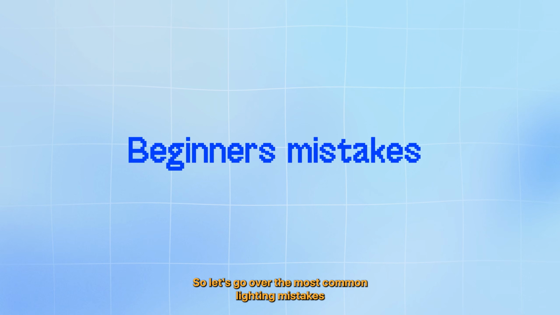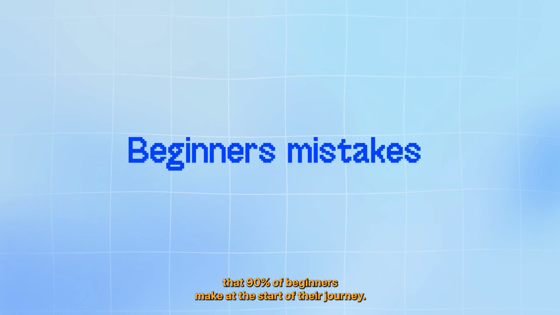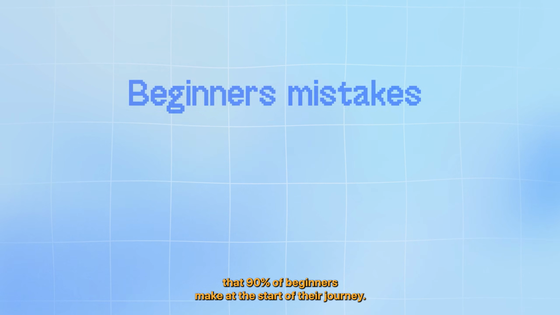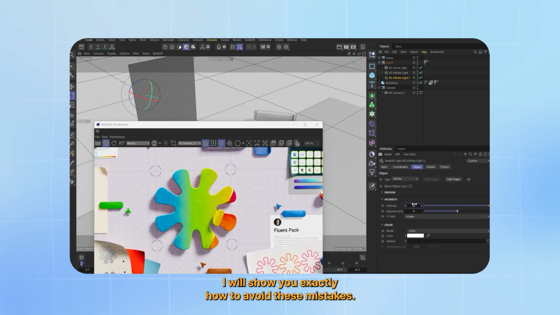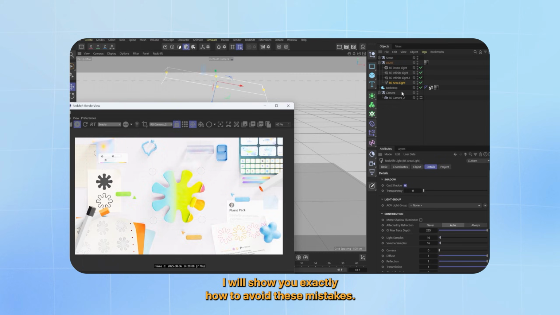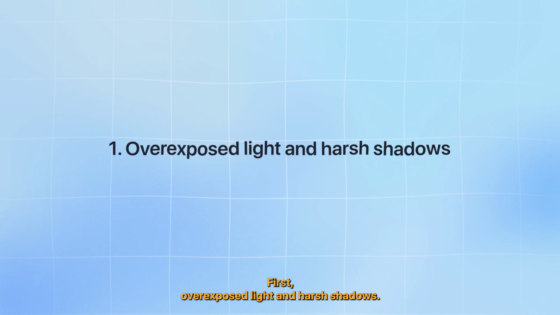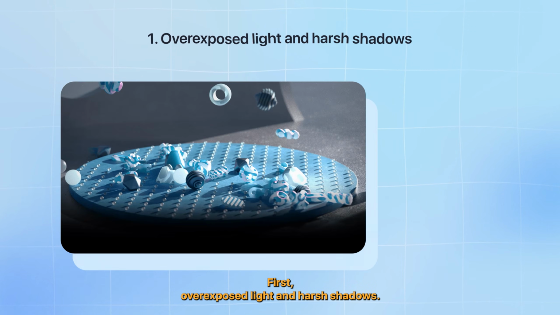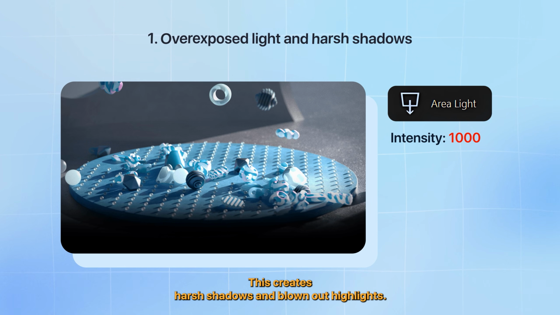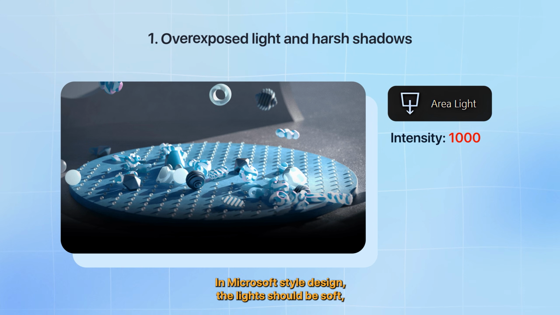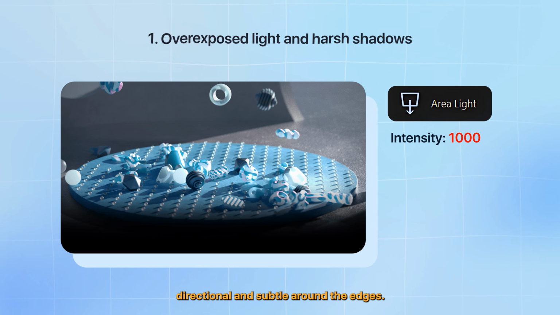So, let's go over the most common lighting mistakes that 90% of beginners make at the start of their journey. Later, when I set up the lights in the scene I've prepared, I'll show you exactly how to avoid these mistakes. First, overexposed light and harsh shadows. Beginners often place one strong light right in the front or to the side. This creates harsh shadows and blown out highlights. In Microsoft style design, the light should be soft, directional and subtle around the edges.